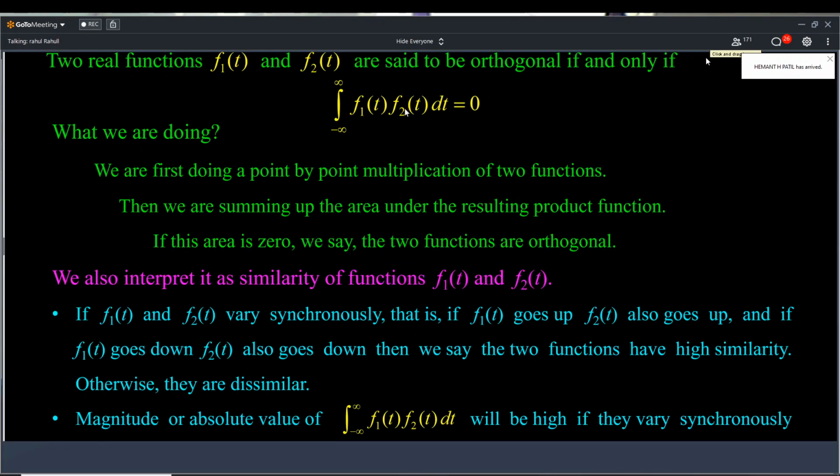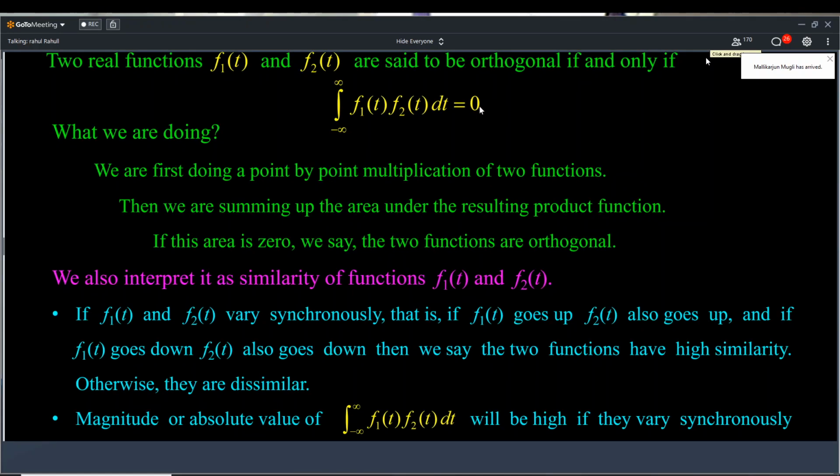So now see here, if f1 and f2, these two functions, are synchronous. Synchronous means if f1 is increasing, f2 is also increasing. If f2 is decreasing, f1 is also decreasing. Means if they are increasing, both are increasing. If they are decreasing, both are decreasing. If this situation happens, then we are saying that f1 and f2 are varying in synchronous fashion. And if they are varying in synchronous fashion, then definitely this product function and the integration will have a higher value. Means if this integration evaluates to a higher value, then you say that these two functions are similar.